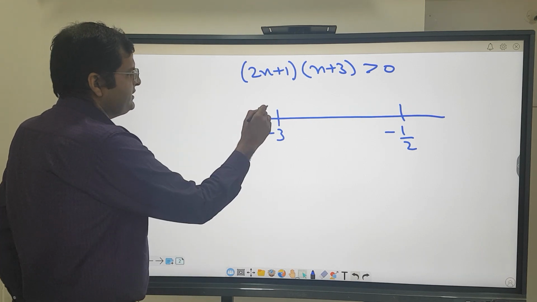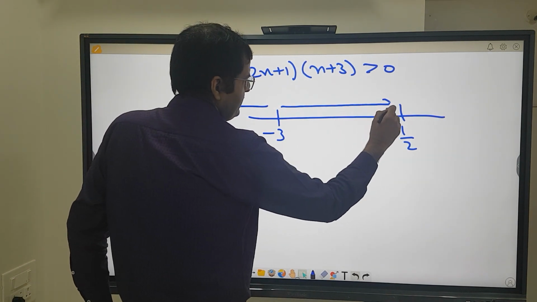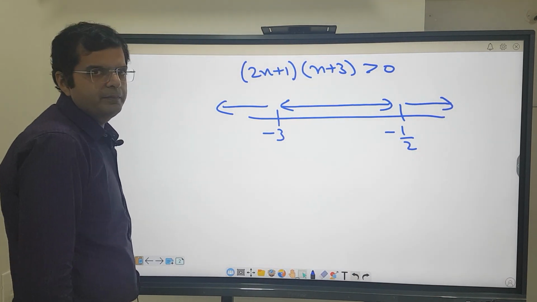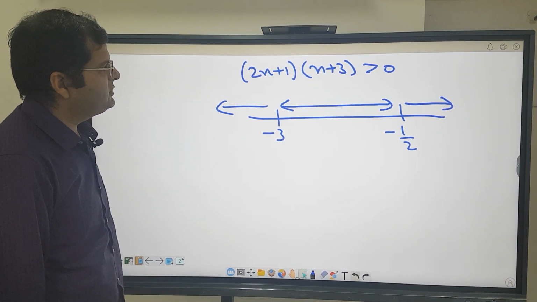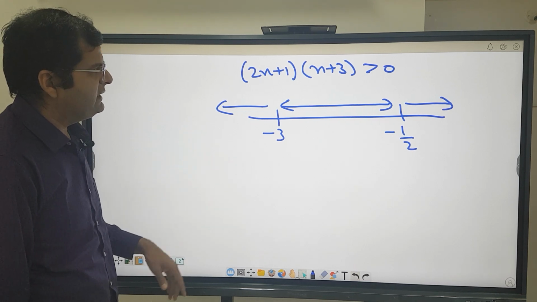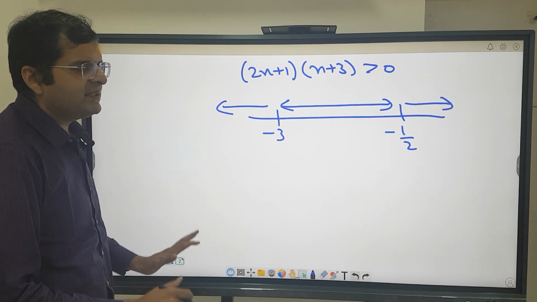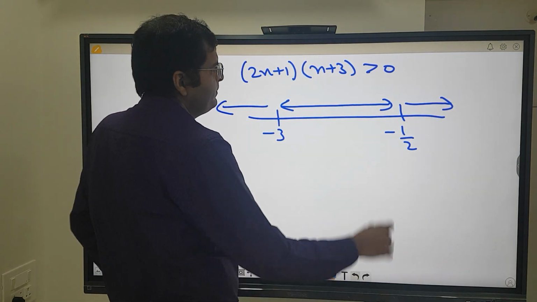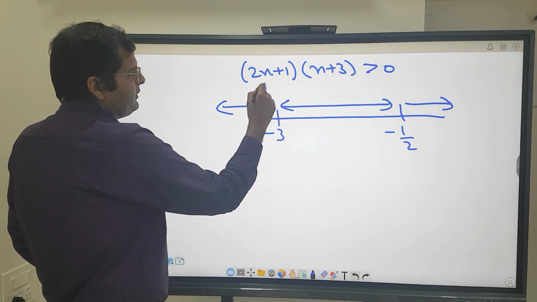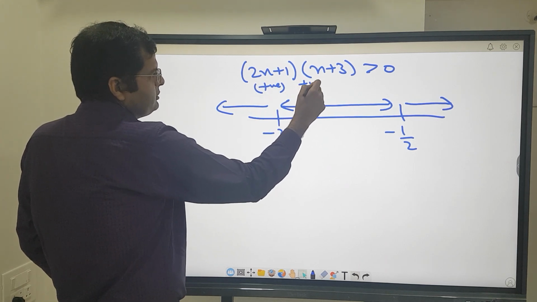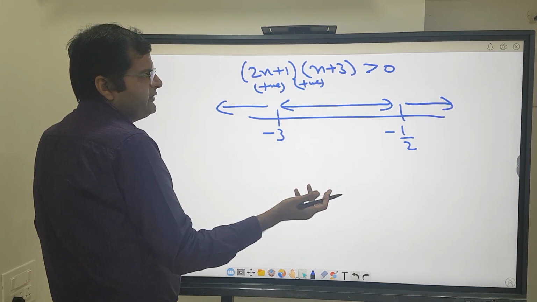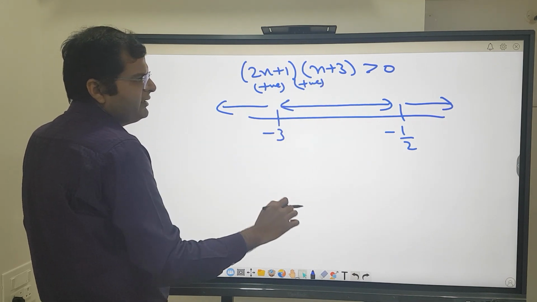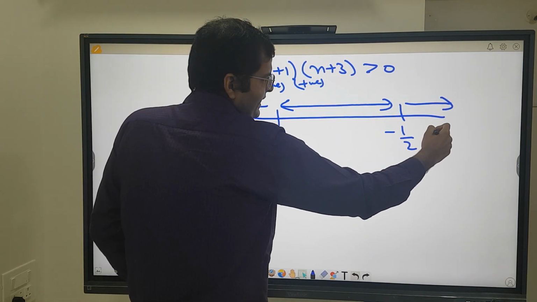Now I have these three regions: less than minus 3, in between minus 3 and minus 1 by 2, and greater than minus 1 by 2. We will see which values of x satisfy this inequality in which region. So if x is equal to 0, which means x is in the region greater than minus 1 by 2, 2x plus 1 becomes positive, and x plus 3 also becomes positive. Positive into positive is positive, which is greater than 0. That means x equal to 0 satisfies this inequality, so any value in this range will satisfy the inequality.